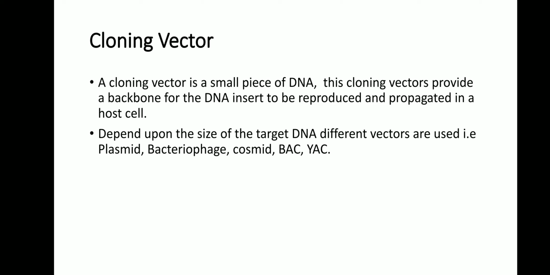So a vector is necessary for recombinant DNA technology. By the help of a vector, the foreign DNA is inserted into the vector and that recombinant vector is transferred into the host cell for propagation. So depending upon the size of the target DNA, different vectors are used, that is plasmid, bacteriophage, cosmid, BAC (bacterial artificial chromosome), YAC (yeast artificial chromosome), etc. Now we discuss the cloning vectors one by one.